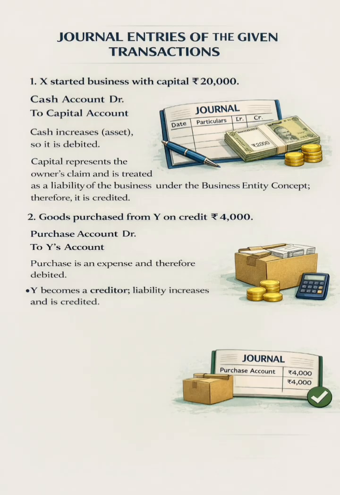2. Goods purchased from Y on credit 4,000 rupees. Purchase account debit, to Y's account. Purchase is an expense and therefore debited. Y becomes a creditor, liability increases and is credited.